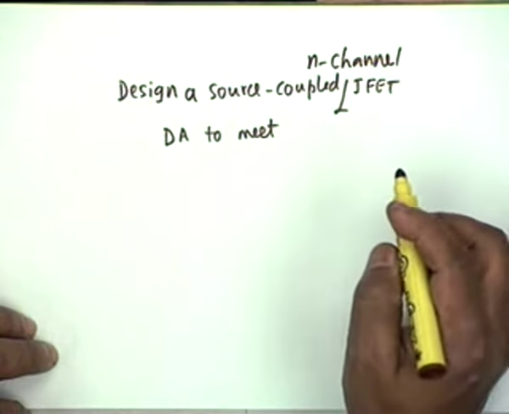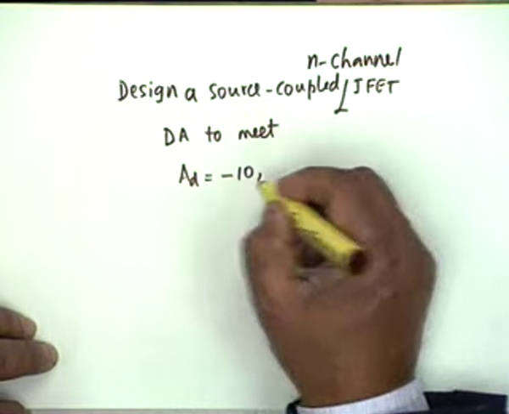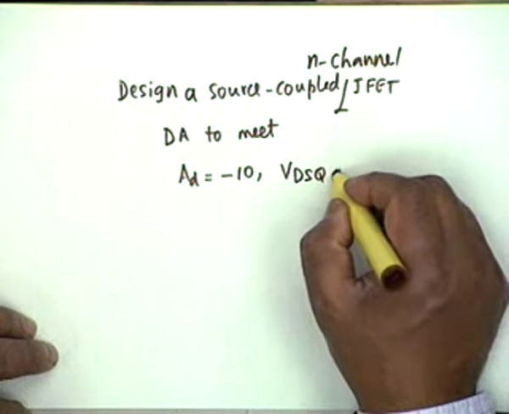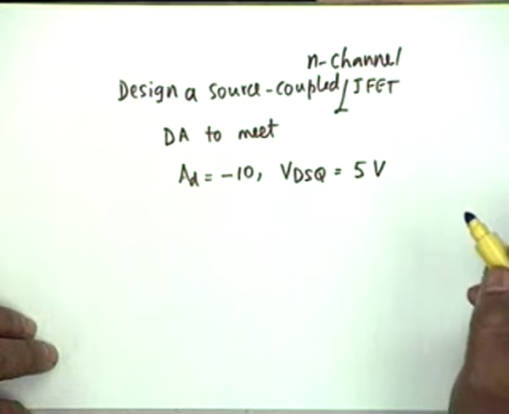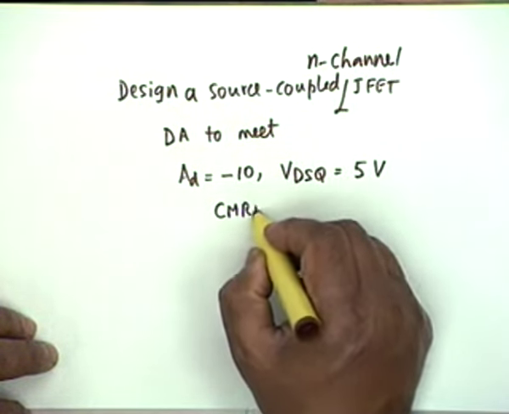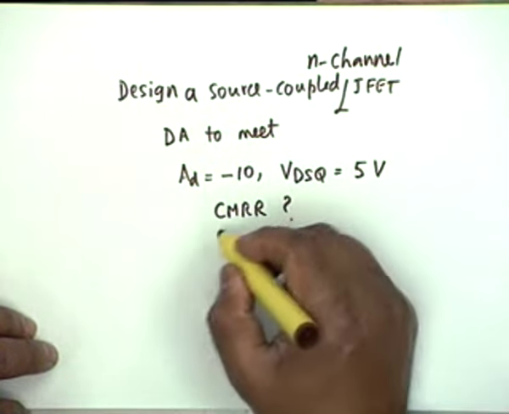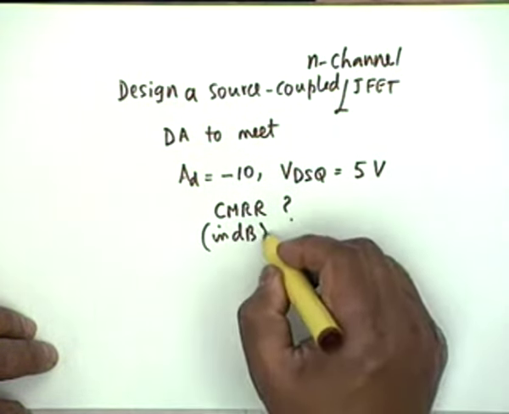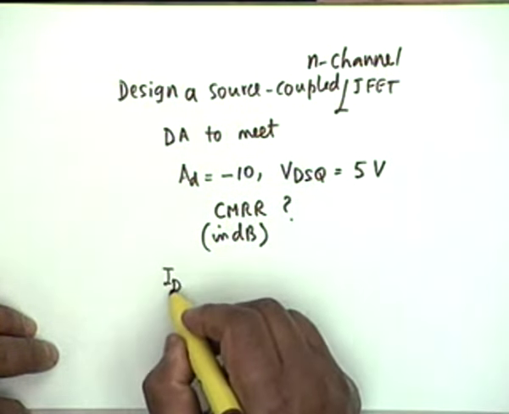To meet the following specifications, one is that the differential gain should be minus 10, the VDSQ at the Q point should be equal to 5 volt. Under this condition, compute the CMRR. What is the value of CMRR in decibel for your design? CMRR in dB is what is wanted.